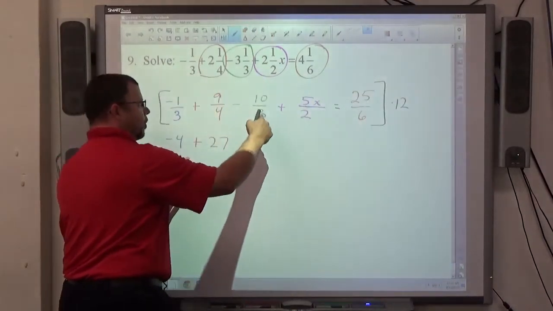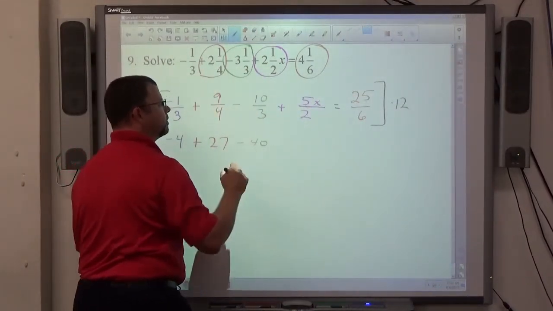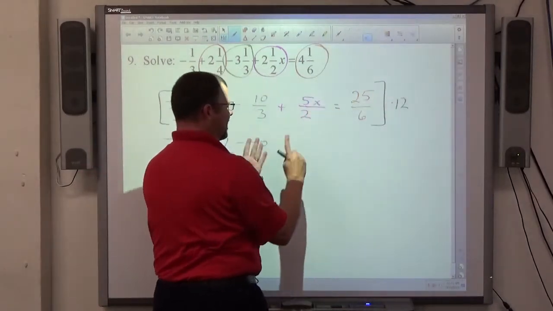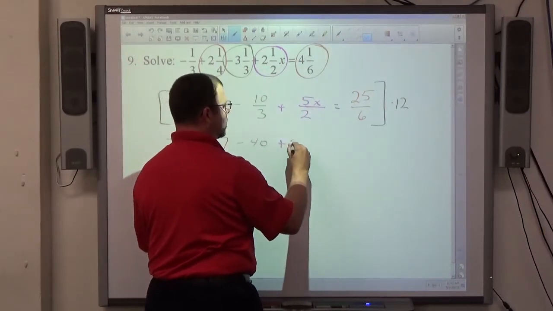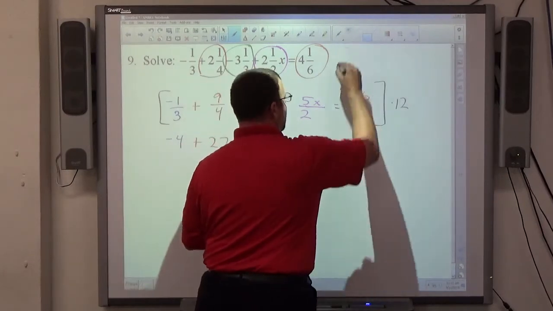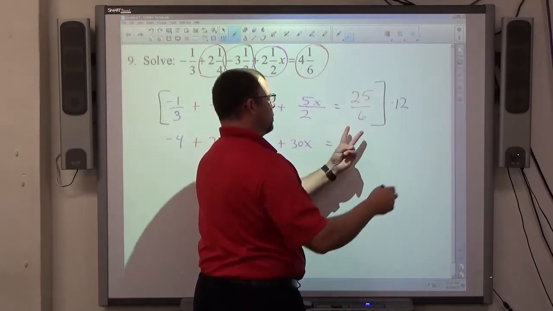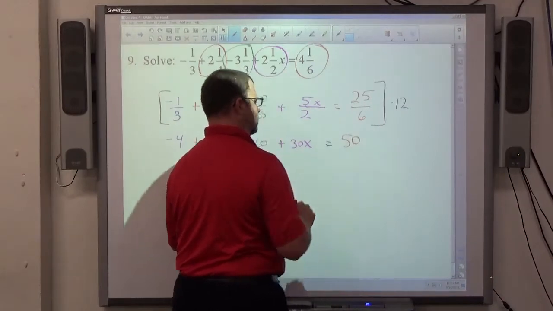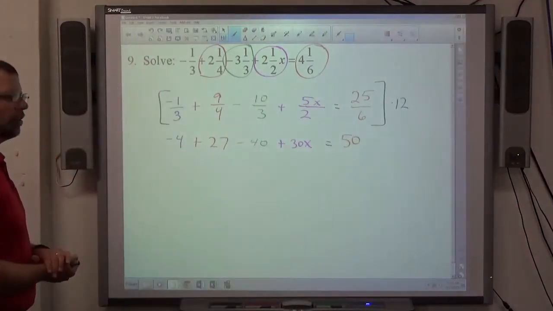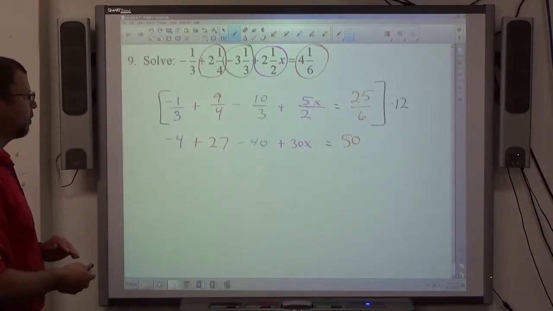12 divided by 3 is 4, times negative 10 is negative 40. 12 divided by 2 is 6, times positive 5x is positive 30x. And 12 divided by 6 is 2, times 25 is 50. Just like that, the equation is now just nice and friendly, no fractions left.